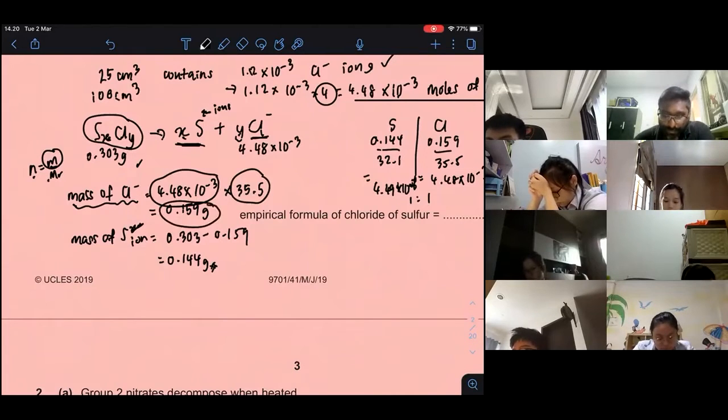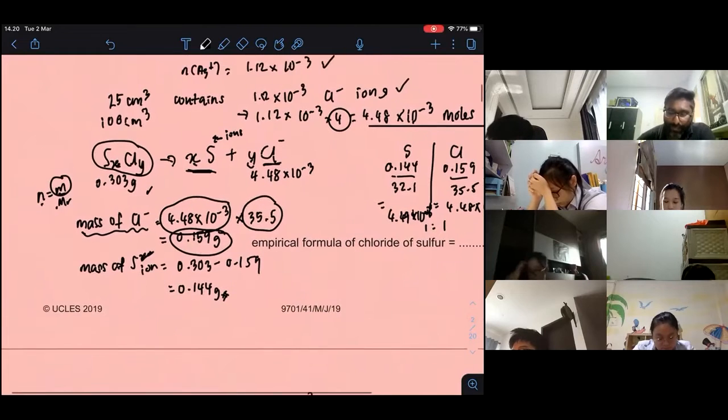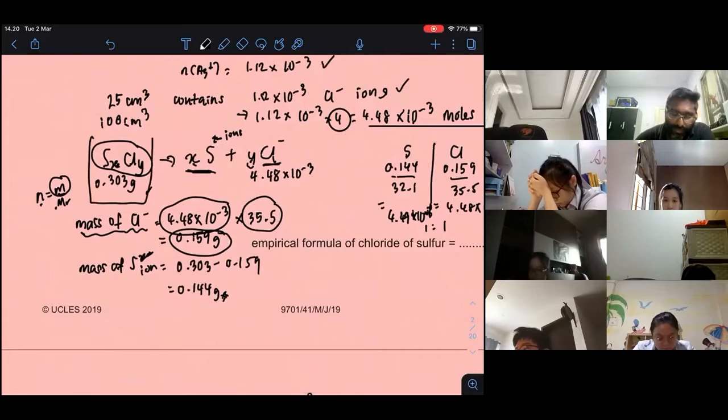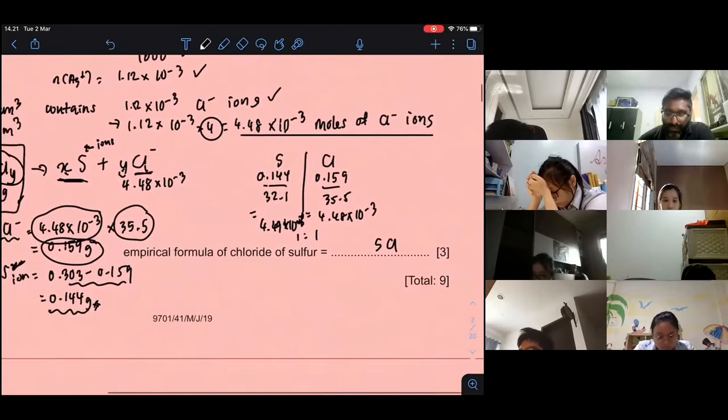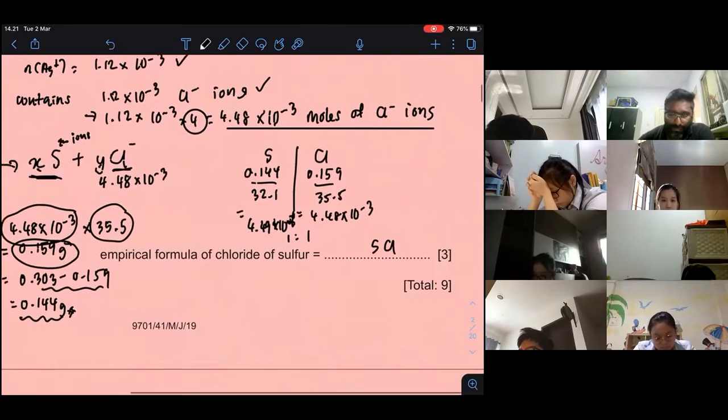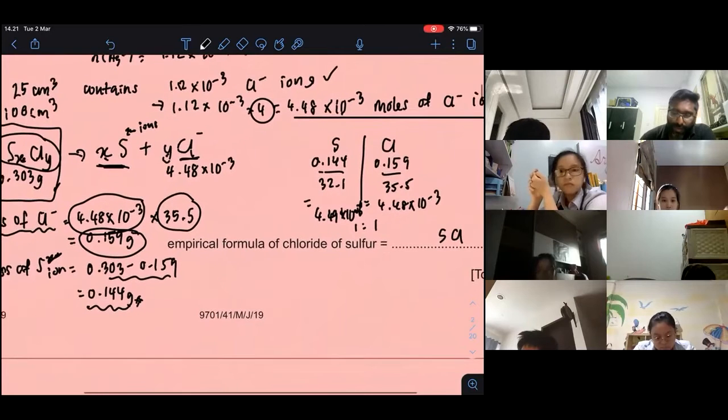So I have 0.159 gram. So we know that this 0.303 sample has sulfur ion and chloride ion. Since you found out the chloride ion, you can find out the sulfur ion by just subtracting. When you subtract, you will get the mass of the sulfur ion. So the rest, just put it over here in a table, like what you always do. 0.144 gram.